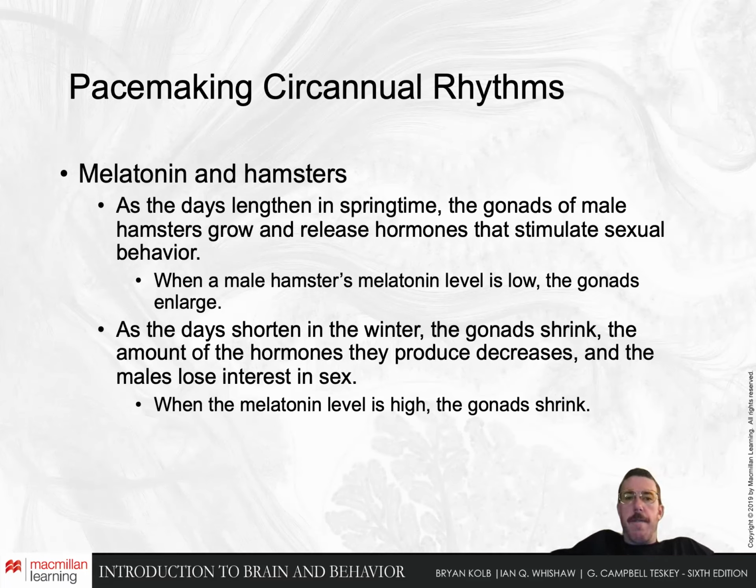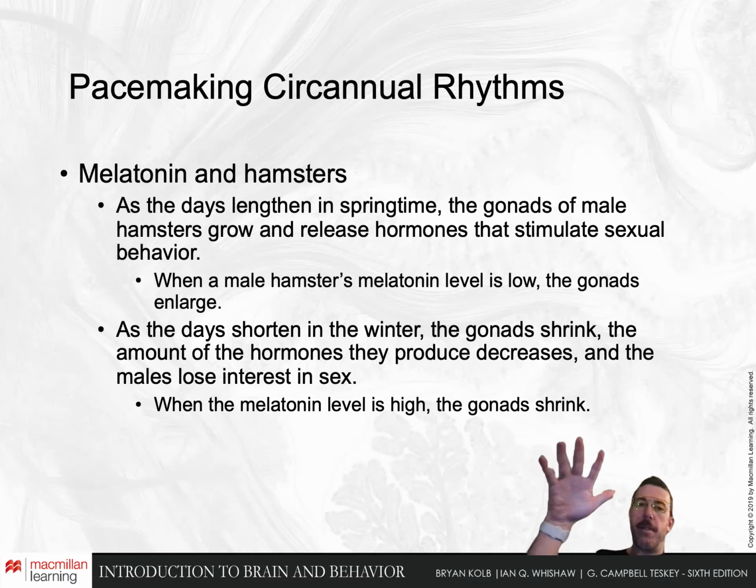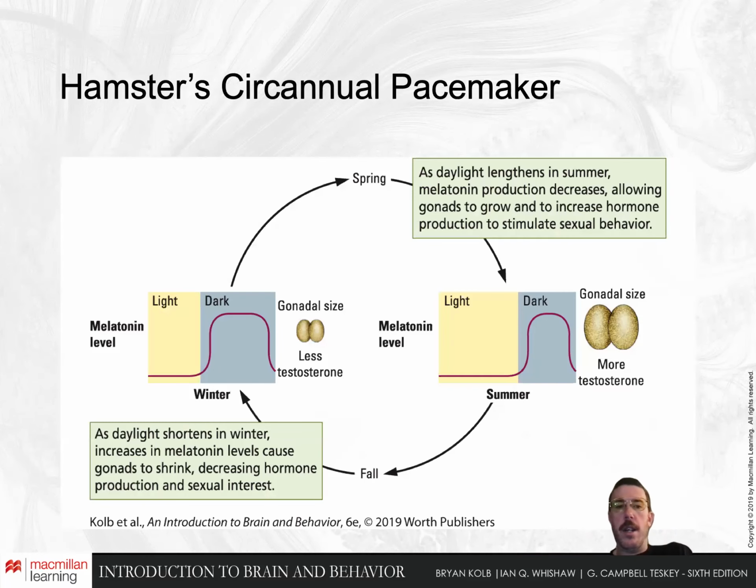Hamsters' production of melatonin affects their sex cycle by changing the production of hormones. As the days lengthen in spring, these hamsters have a yearly rhythm in which they're more likely to mate during the springtime. And the gonads of the male hamsters grow and they release hormones that stimulate sexual behavior. So overall, in the spring, when their melatonin level is relatively low, their gonads enlarge and stimulate sexual behavior. But in the winter, as the days shorten, melatonin increases and the gonads shrink, decreasing their interest in sex. So we can see that just from this change in daily amounts of melatonin, large scale physiological change can occur because of the hormone signaling.